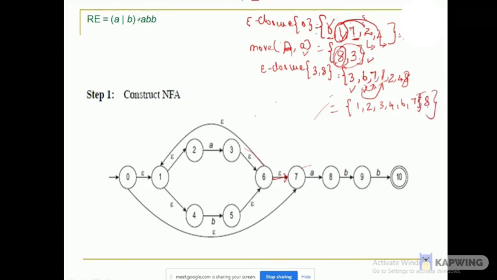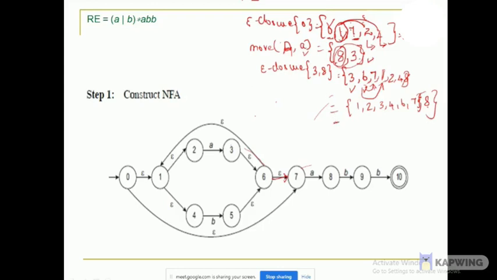Clear? Let me once again repeat this. Once you find the first state of the DFA, from this state we find the transition on input symbol A. We got 3 and 8, but we should not stop. We have to find the epsilon closure for 3 and 8. First I found the epsilon closure for 3 and got 3, 6, 7, 1, 2, 4. When you come to 8, there is no epsilon transition, so we can copy 8 alone. So totally you have 1, 2, 3, 4, 6, 7, 8. 5 is not there.